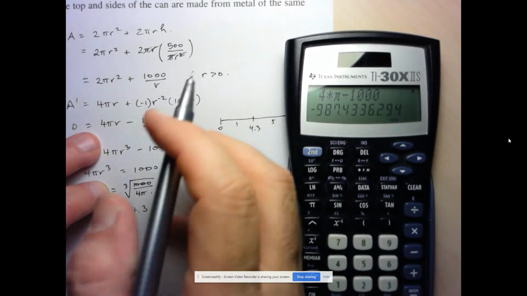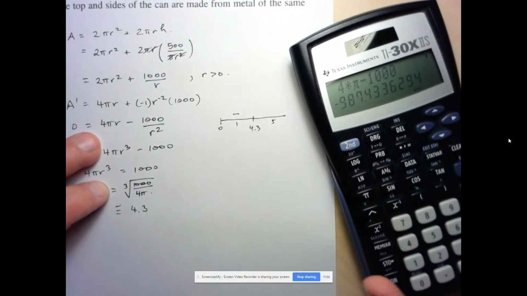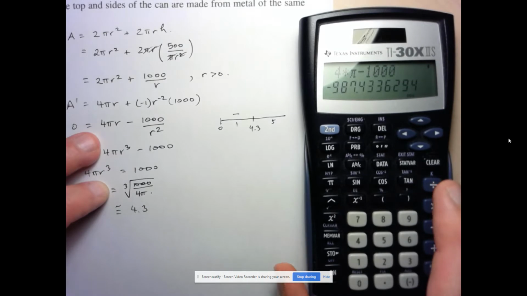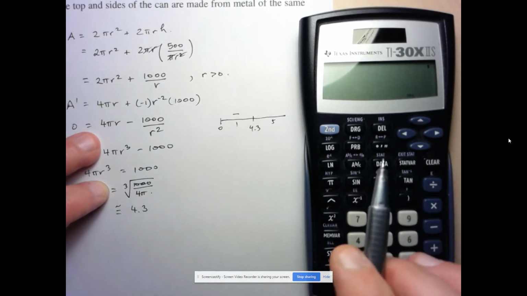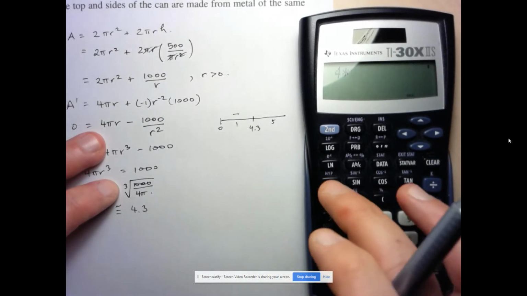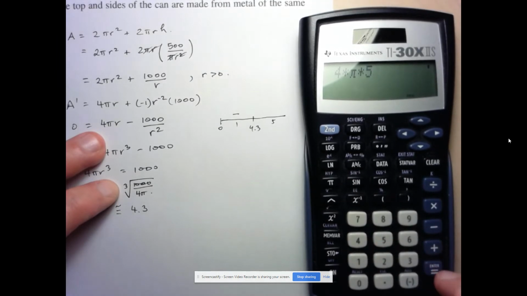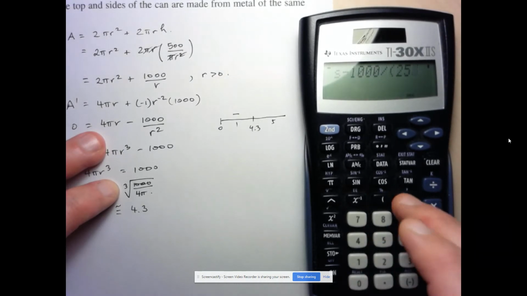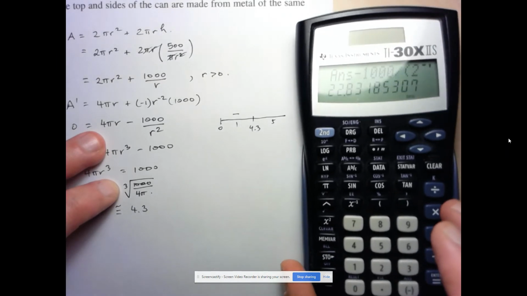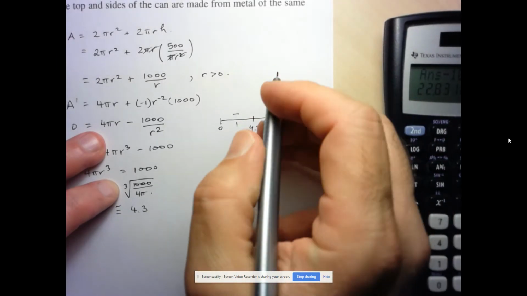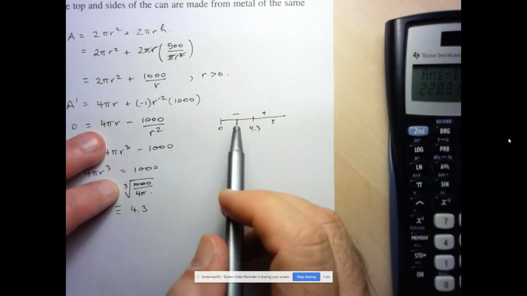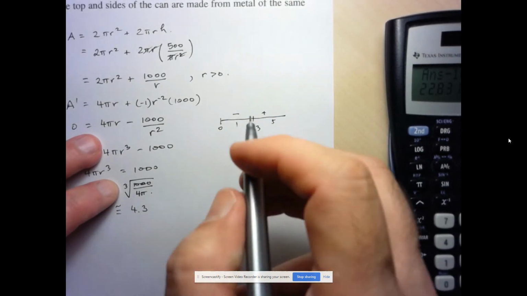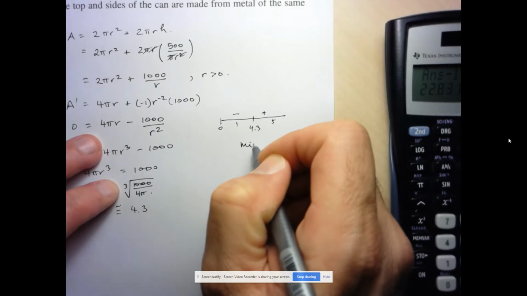So here it looks like we've got a negative value, which is what we're hoping for, since we're hoping this is going to be a minimum. And now let's put in 5. So 4 times pi times 5, okay, minus 1,000 divided by 5 squared, 25. Okay, and we see that we have a positive value. Okay, so since this goes from negative to positive at this critical point, we know that we have a minimum.